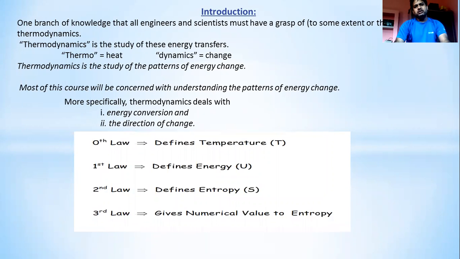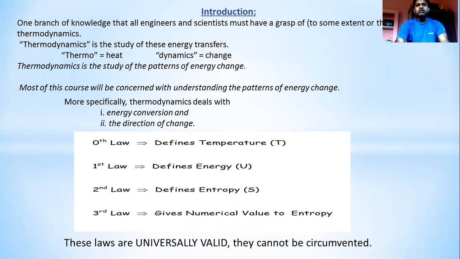Thermodynamics consists of four main laws: the zeroth law, which deals with temperature; the first law, which deals with internal energy; the second law, which is basically about entropy, that is S; and the third law, which gives a numerical value to entropy. These are the four laws we have to understand. In our curriculum, the third law is not there. We will discuss only the zeroth law, first law and second law. These laws are universally valid and they cannot be circumvented.